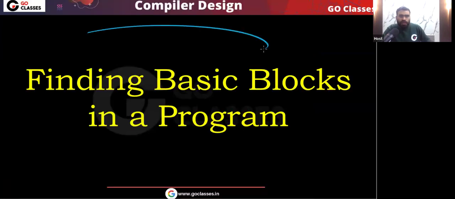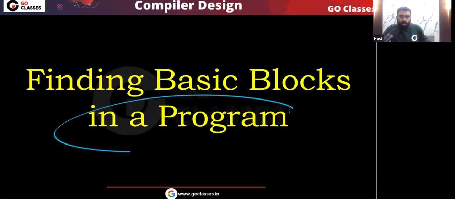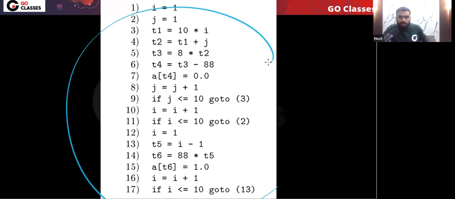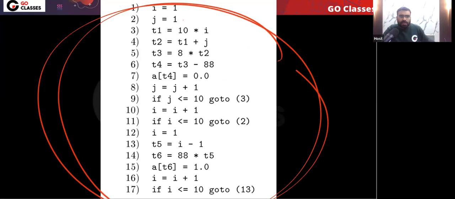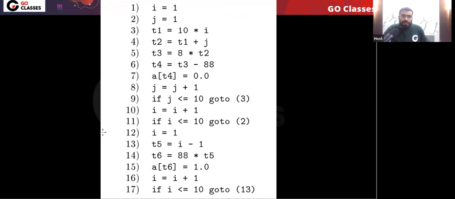Now let's see how to find basic blocks in a program. If a program is given to you, how will you find the basic blocks? For example, if I give you this big program, how will you find how many basic blocks are there? Is there some algorithm? Do we have to apply the definition? Either you can apply the definition, but it will take a lot of time.